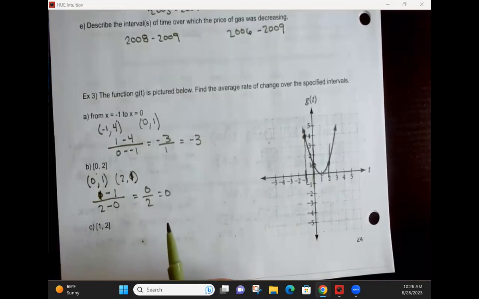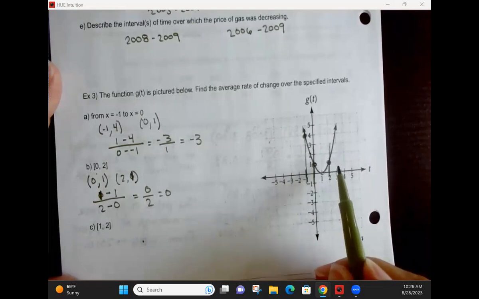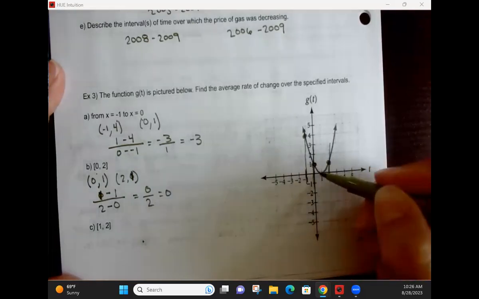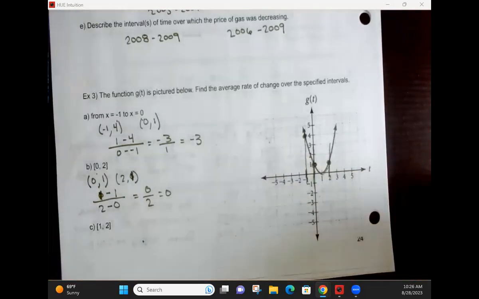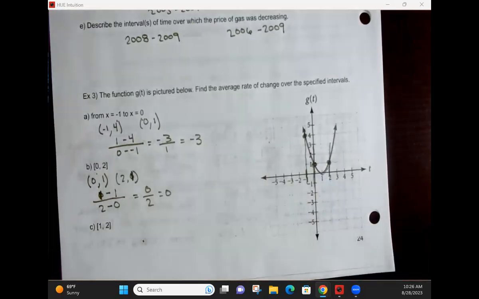Remember, with non-linear functions, this is giving me the average change from where I start to where I stop. So if I just looked at from here to here, did I change in y at all? No. Now, if I look at my actual graph, I can tell that there's a change there, right? But when we talk about the average over that interval, nothing. I didn't change over that interval.